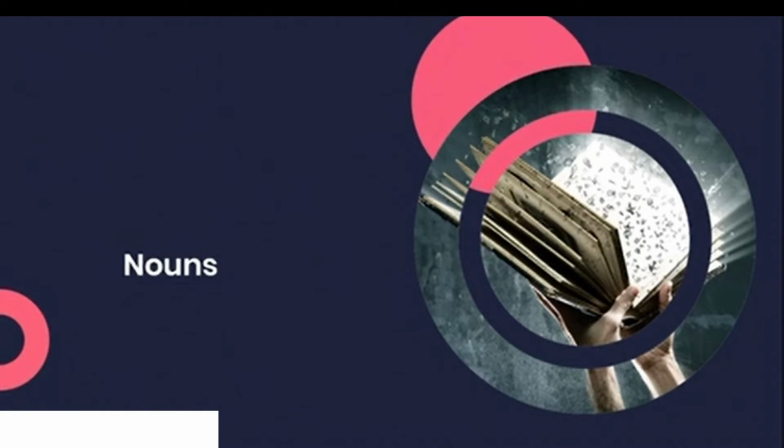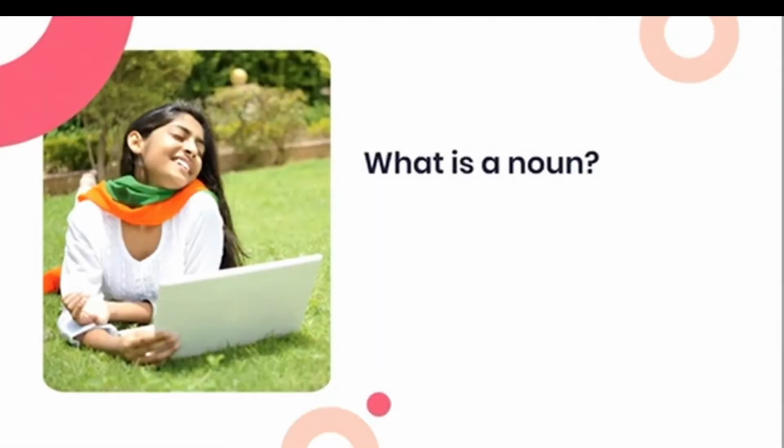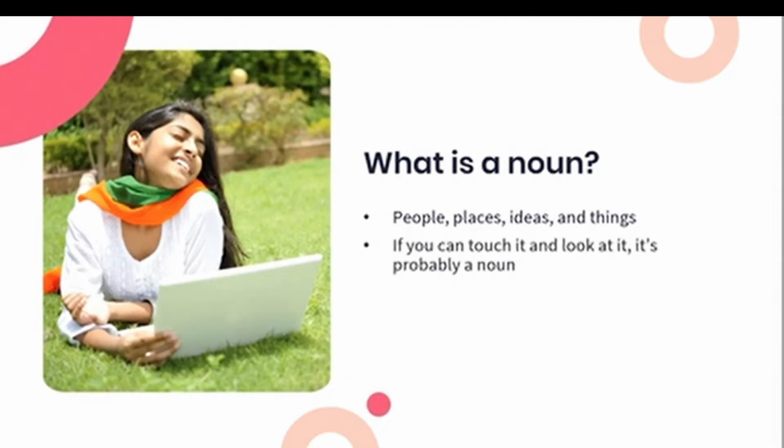Let's get into our first part of speech for this lesson: nouns. Nouns are people, places, ideas, and things. In most cases, identifying a noun is quite simple. If you can touch it or look at it, it's probably a noun. But sometimes it's a little more complicated than that. There are many types of nouns, and some of them can't be touched or seen. Let's go over 4 noun types.